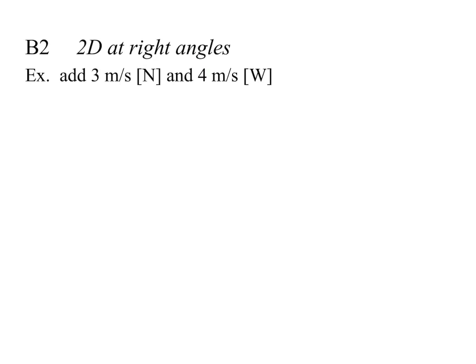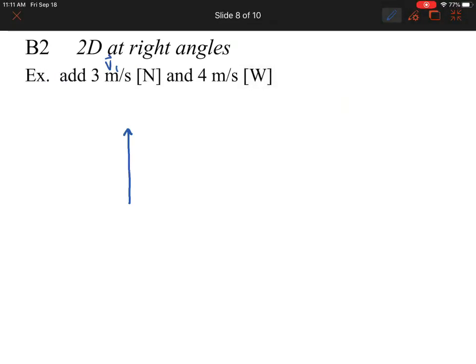Okay, so let's do this. We have 3 meters north. So I'm going to draw a vector 3 meters per second north. So here we go. We're actually talking about velocity in this case. I'm going to call that V1. And then 4 meters per second west.